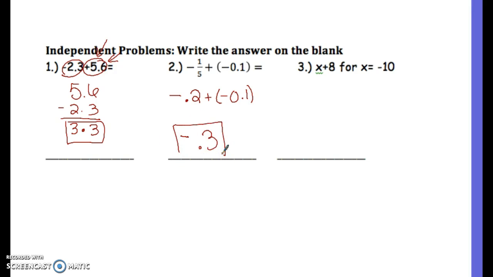Number 3, again, we have to evaluate. So I'm going to substitute negative 10 in for x, put it in my parentheses, plus 8. They are different signs, and the sign of my larger number is negative. 10 minus 8 is just 2, so my answer is negative 2.